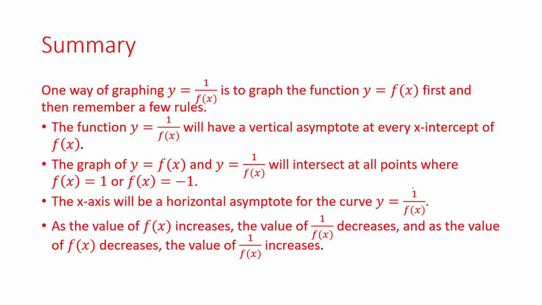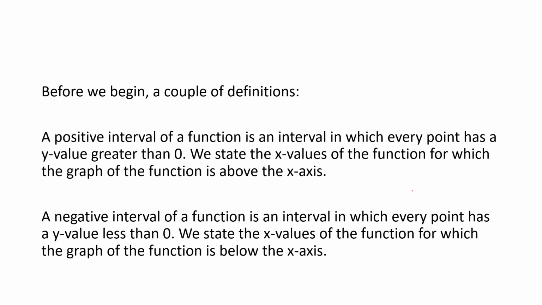1 over x will be decreasing from 1 over 3 to 1 over 4 to 1 over 5 to 1 over 6. So summarizing those rules, what you want to do is sketch the curve y equals f of x, then sketch, first bullet point, a vertical asymptote at every x-intercept. Then recall that the graph of the curve you sketched and 1 over f of x will intersect at all points where the y coordinate is 1 or negative 1. Remember that the x-axis will be a horizontal asymptote, and also that as f of x increases, 1 over f of x decreases, and vice versa.